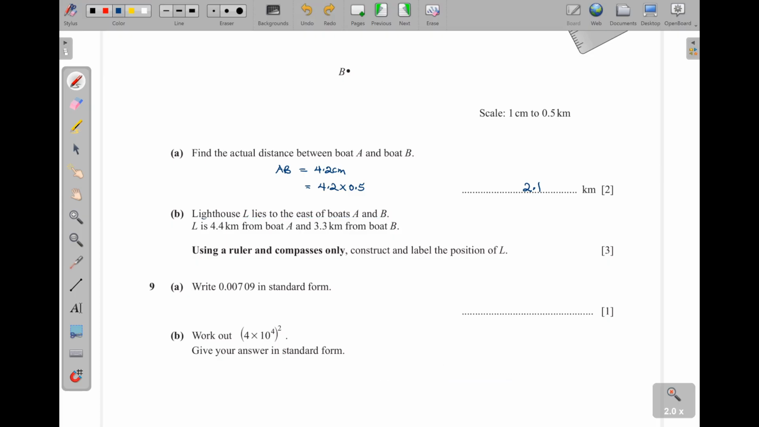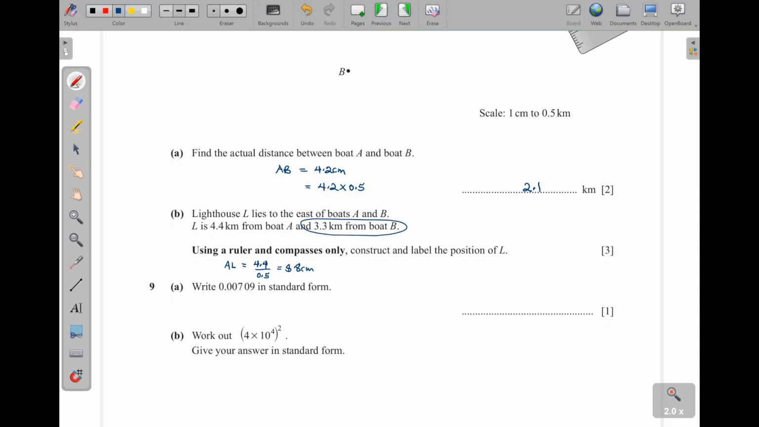They are saying that L is 4.4 kilometers from A. So we need to convert those distances. So AL shall be equal to 4.4. Remember, each centimeter is equivalent to 0.5. So you need to convert this one to centimeters, because here on this diagram we are using centimeters. And this one will give us 8.8 centimeters.